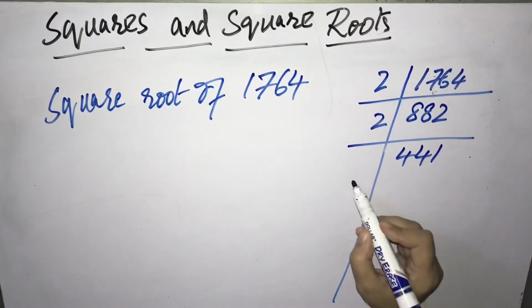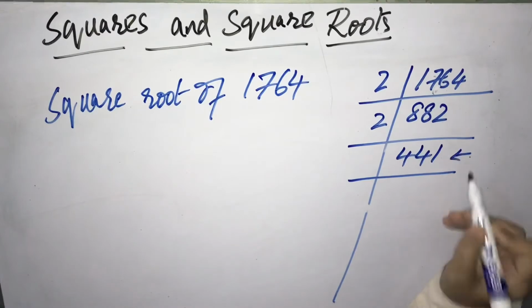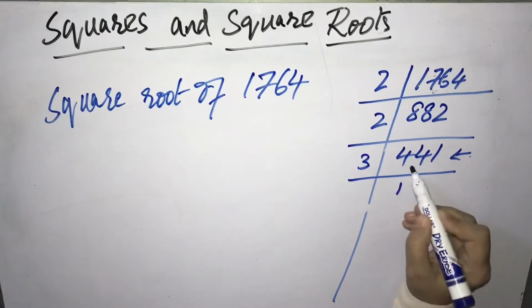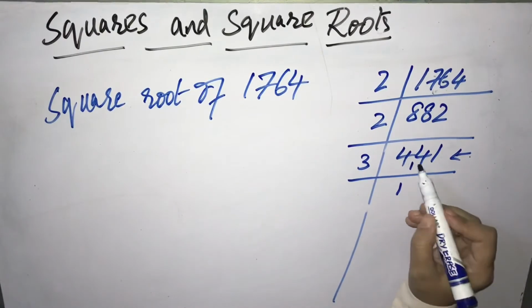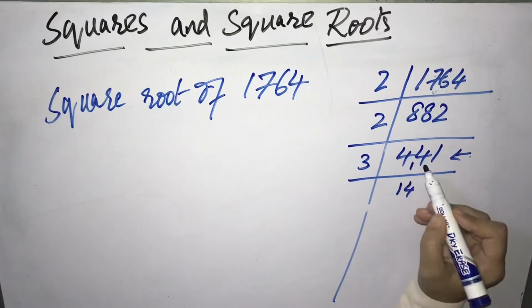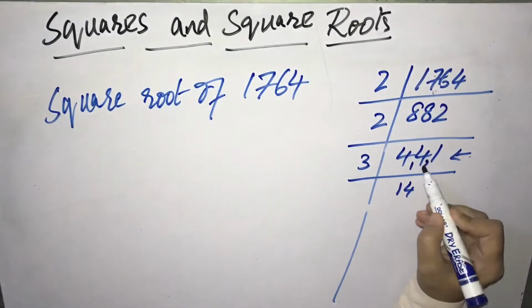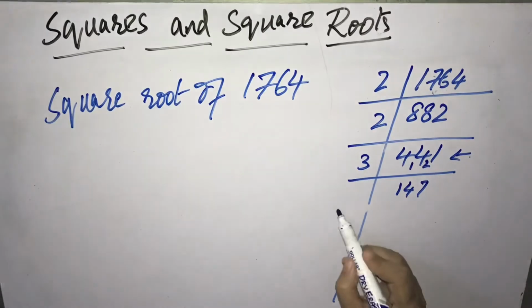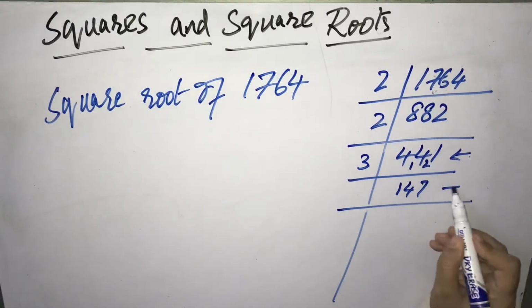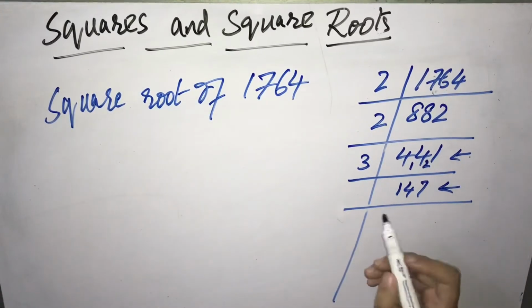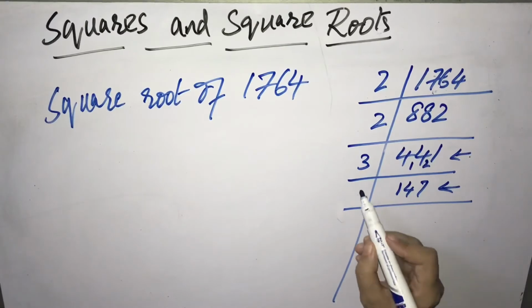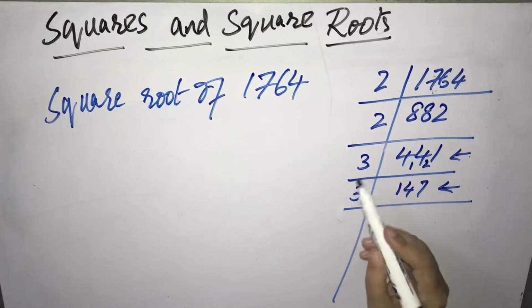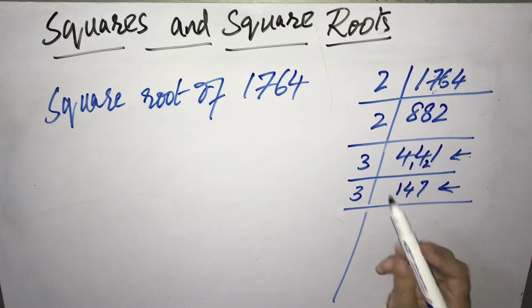2 1s are 2. Now the number is odd, we try with 3, 3 1s are 3, 3 4s are 12, 2 left, 3 7s are 21. Yes, it was divisible by 3. We shall again do with 3 because we are going to find the pairs, and if we don't have the pair of 3, we cannot find the square root.